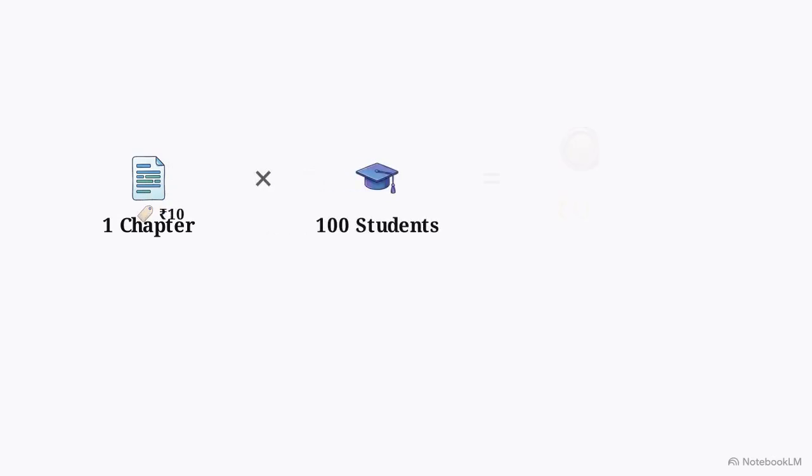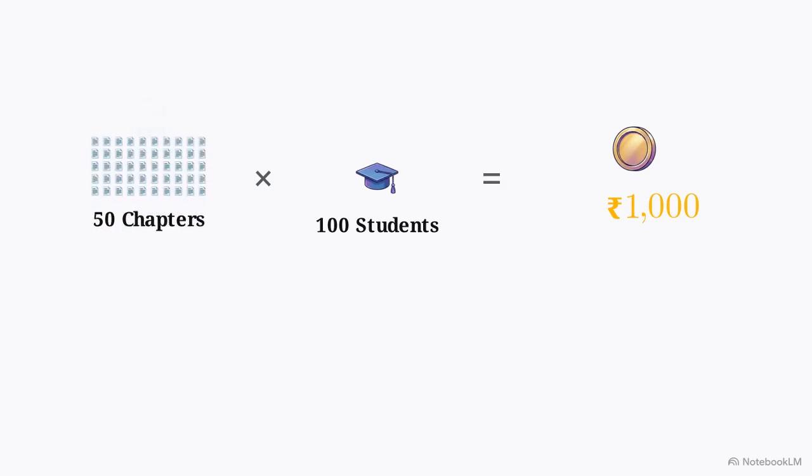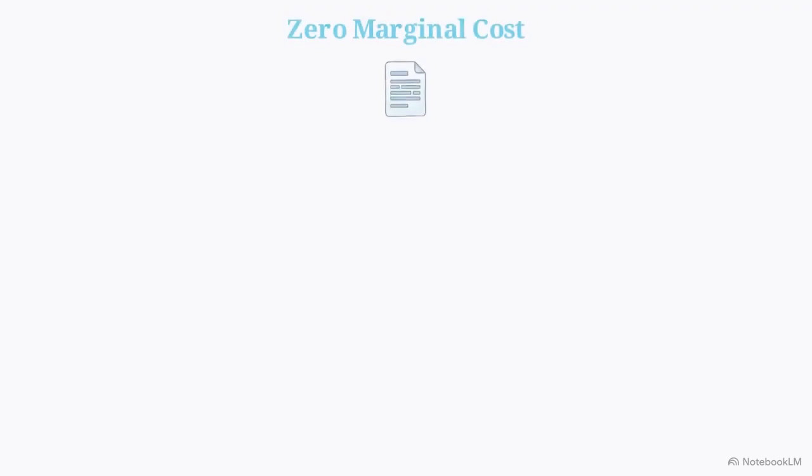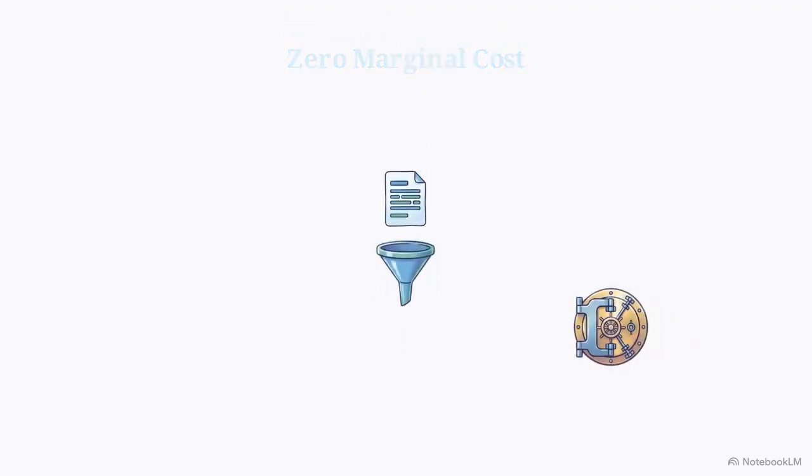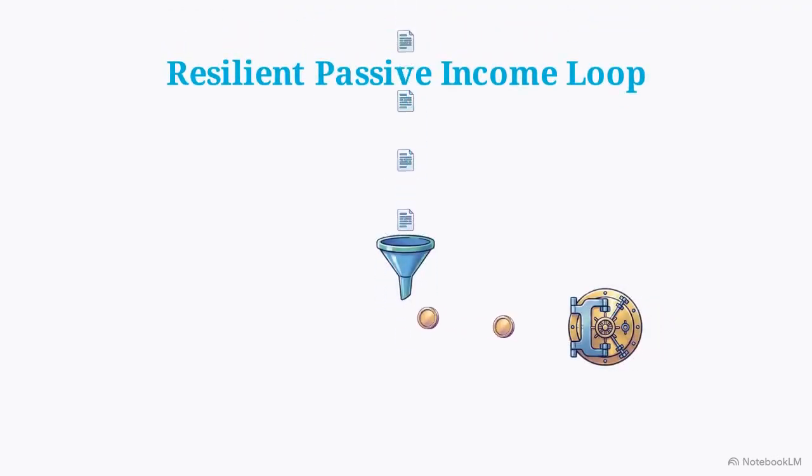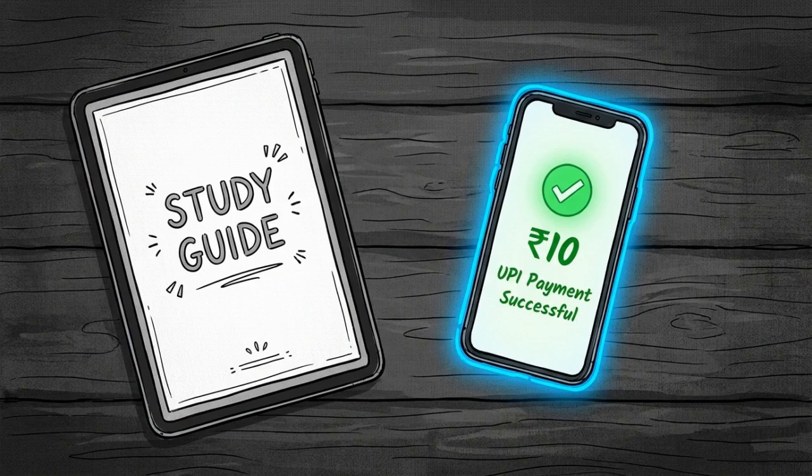This chart shows the baseline math for a single PDF. Selling a 10-rupee guide to 100 students generates 1,000 rupees. Now repeat this across a standard 50-chapter curriculum. Reaching that exact same small group translates into 50,000 rupees. Because a digital file has 0 marginal reproduction costs, combining it with volume-based microsales creates a highly resilient passive income system. This completes the loop. You turn raw concepts into beautifully formatted assets, yielding immediate financial returns.